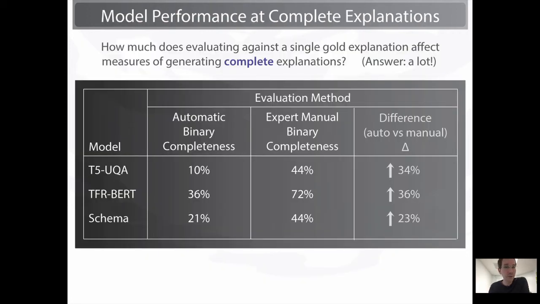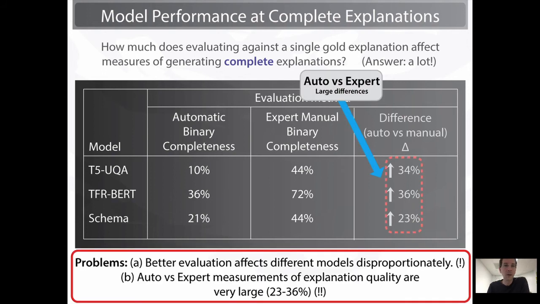And what we end up seeing is that the story is very much the same as it was in the relevance case, except that here with completeness, the difference scores are even larger. So on the left side, we have the models: UnifiedQA, TFR BERT, and the schema model. The first column is the automatic evaluation against the single gold explanation. That's what we normally do today. The second one is our manual evaluation of explanatory completeness. And the last one is the difference score.